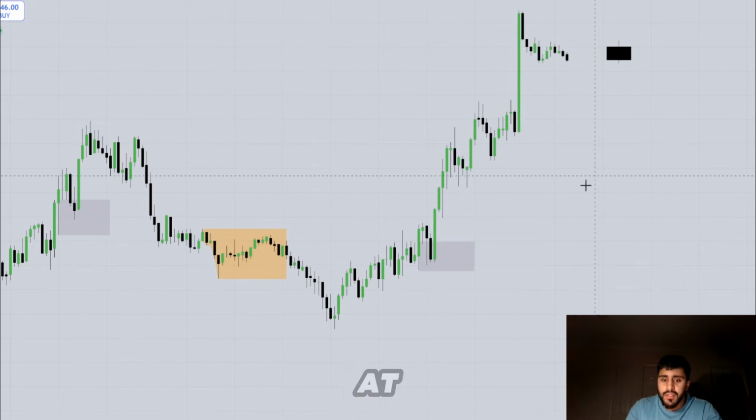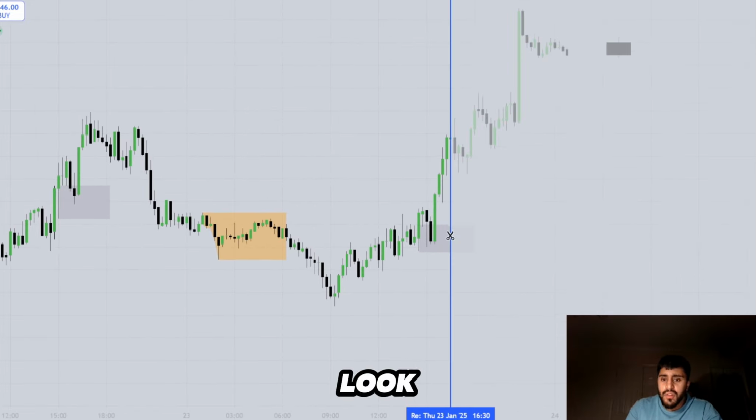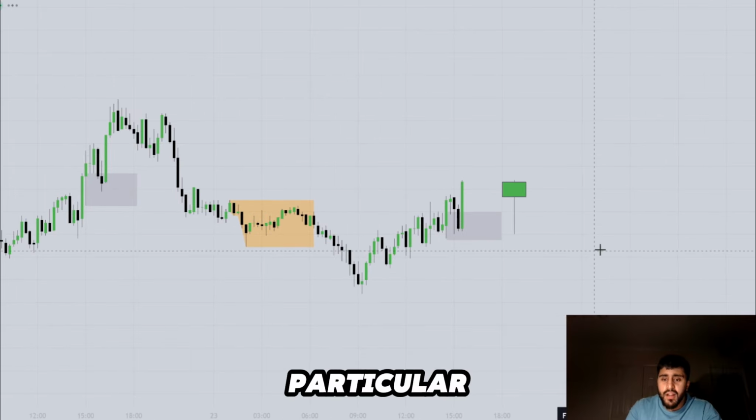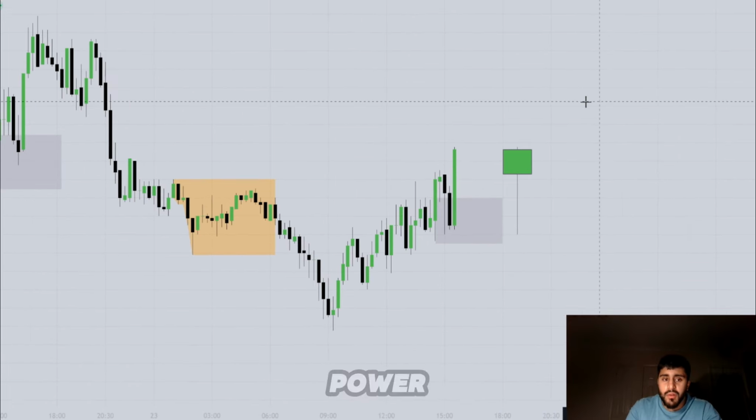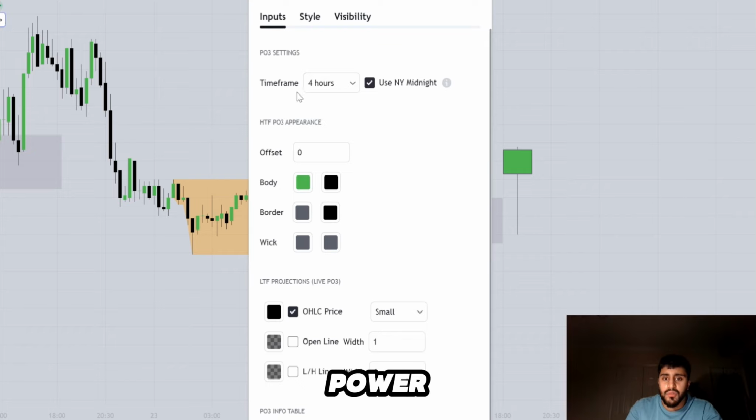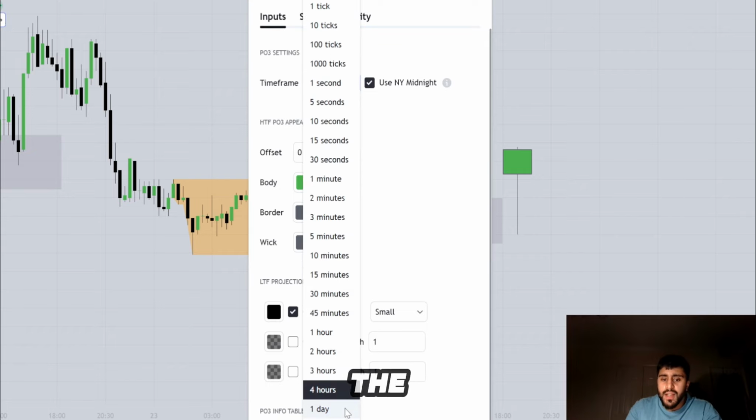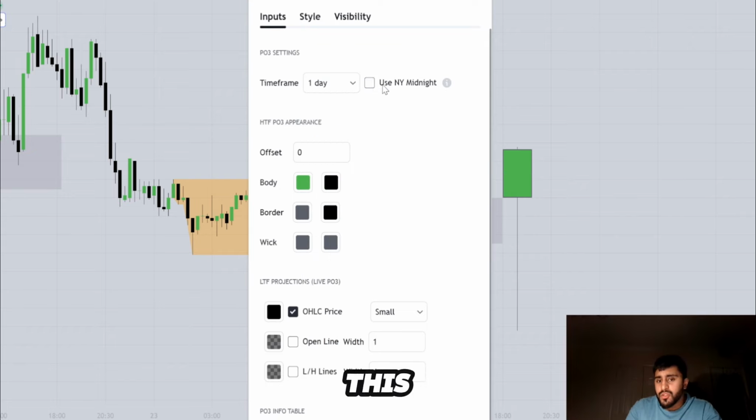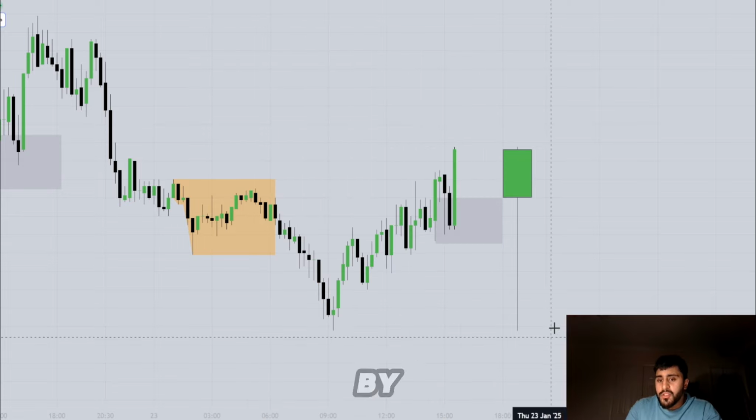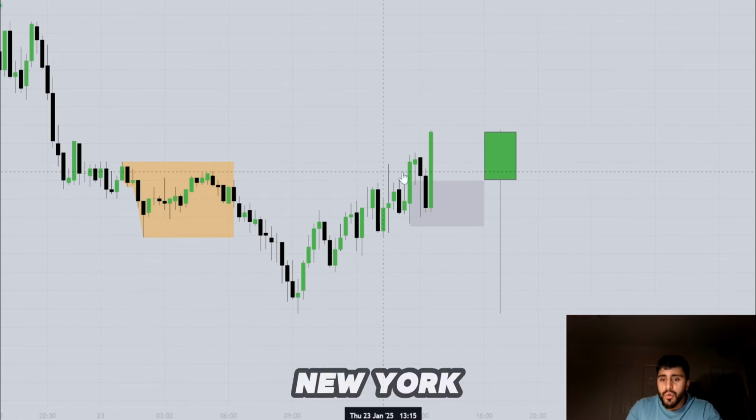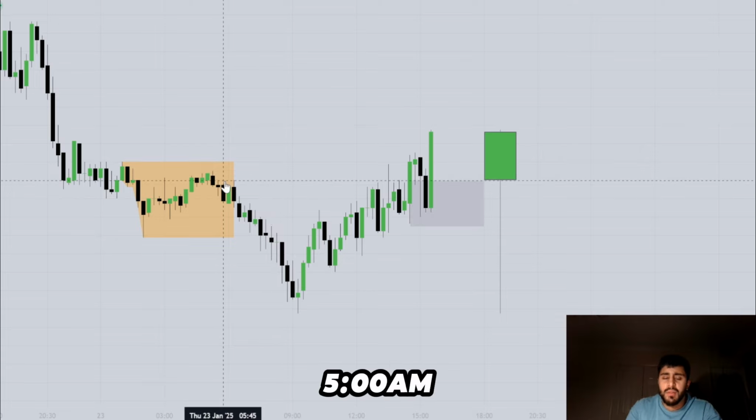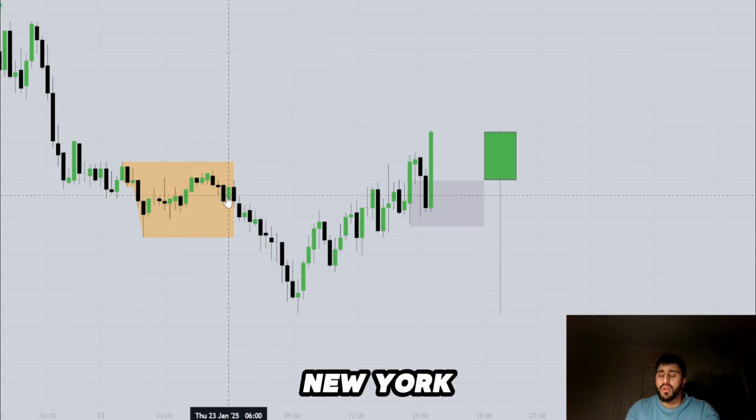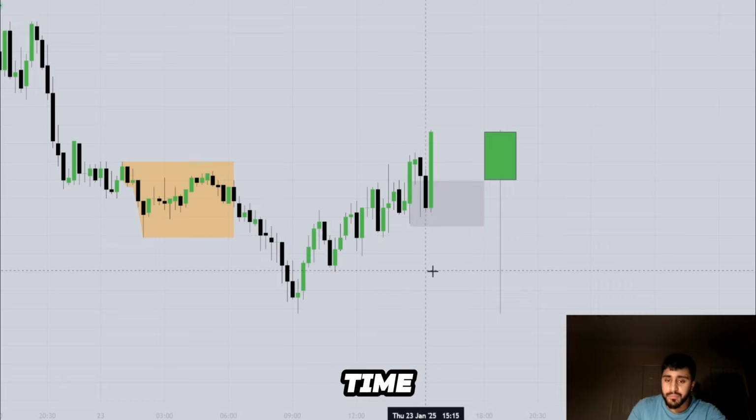So if we just take a look at this and rewind price, I look at the power of 3. Now, in particular, I use the daily power of 3 and the 4-hour power of 3, right? So my settings on the power of 3 are very simple. I will use the daily power of 3, and I'll always select this New York midnight opening price. By doing that, it basically sets the New York midnight opening price to be at 5 a.m. UK time or midnight New York time, Eastern time.